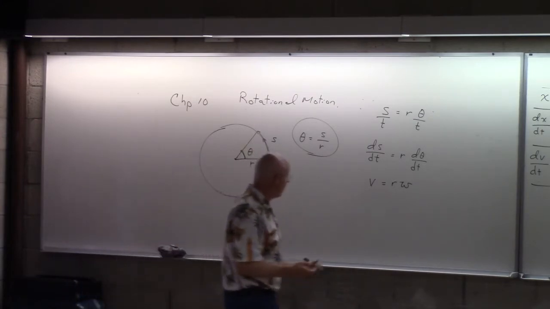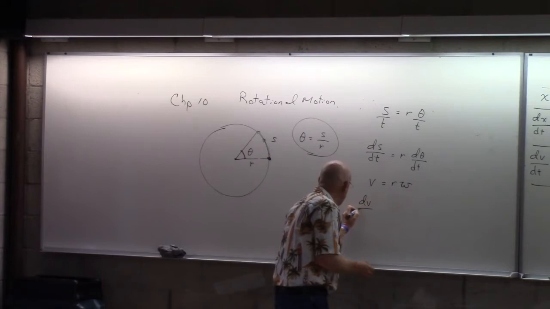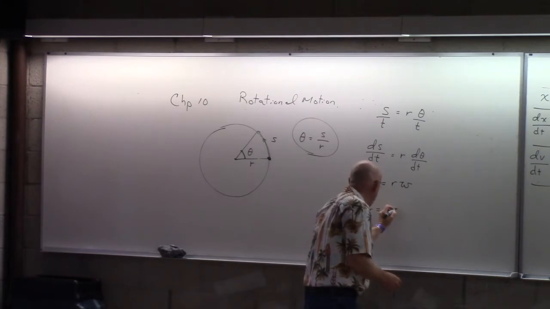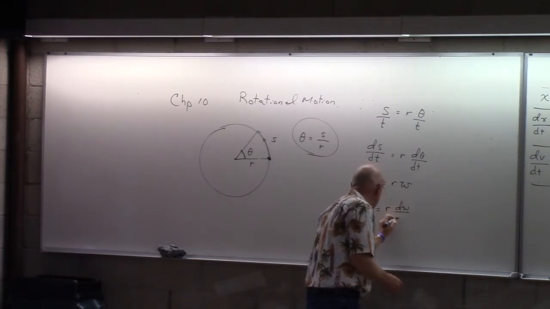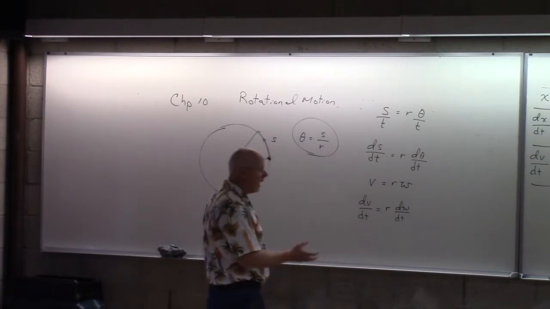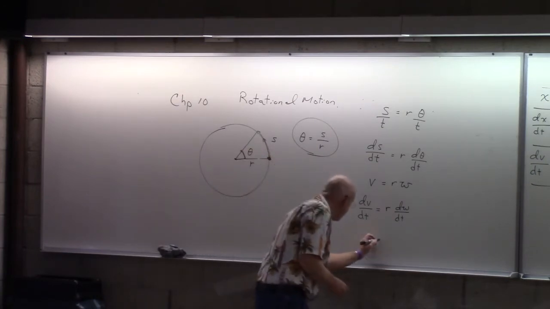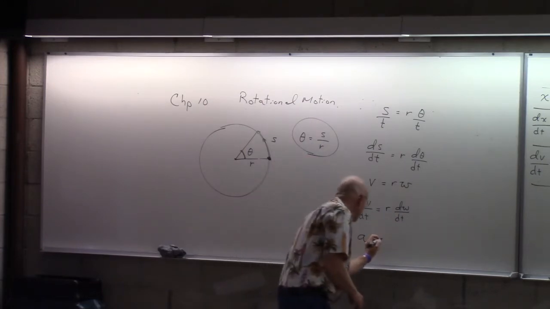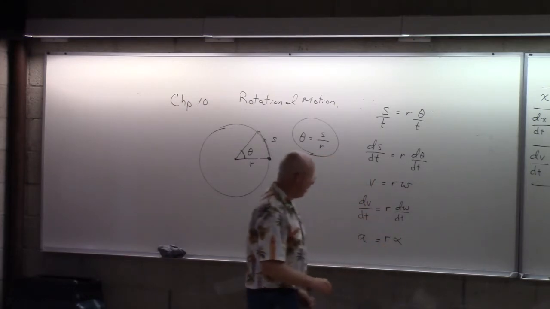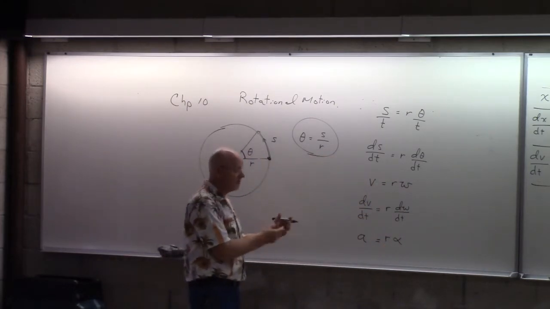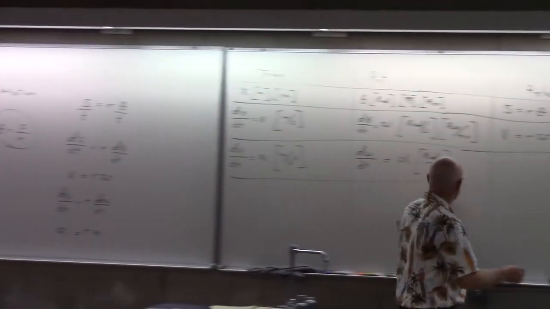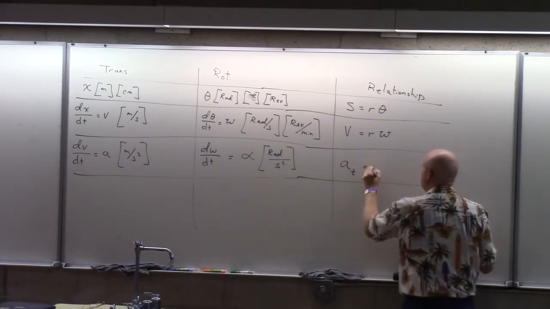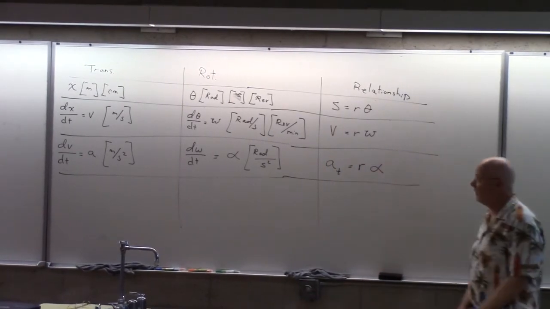Watch this. If I were to take the derivative of both sides, again saying that the radius is a constant, so I can pull it out, I would have a nice little equation here that says a, the translational acceleration, is equal to r alpha. That would, of course, be the angular acceleration. And so the translational acceleration is then equal to this r alpha.